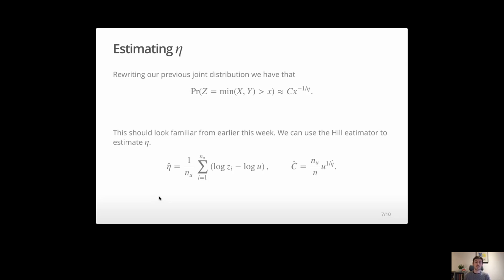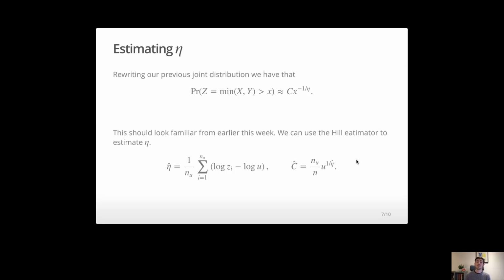What we can then do is look at estimating eta over this collection of n observed values for z as the sample mean difference between the log of the zi values and the log of a threshold value u. So for a high threshold u, this is going to be a stable value. What we can also do is use the other part of our Hill estimation procedure to estimate the parameter at the front here, c, and that's simply going to be the sample proportion of exceedances of u multiplied by u to the reciprocal of our estimated coefficient of extremal dependence.